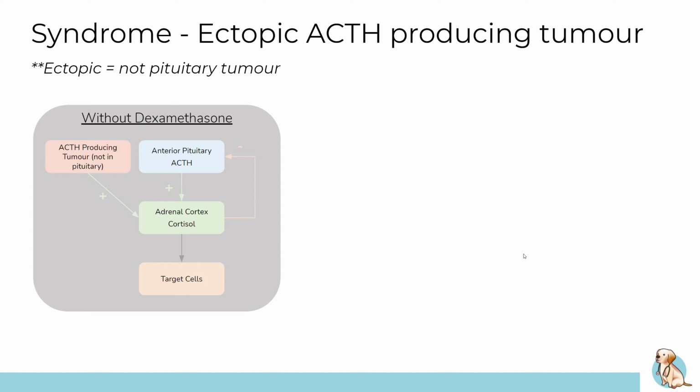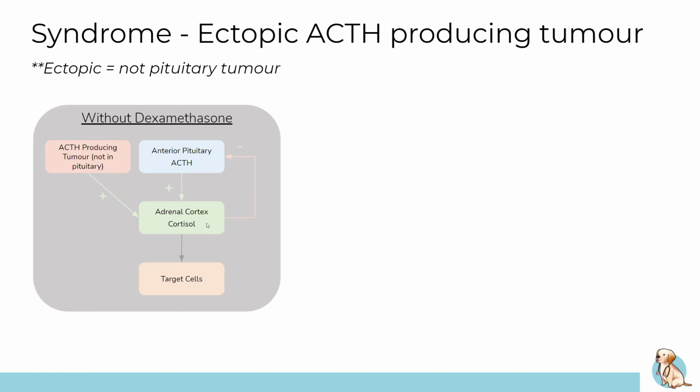Okay, so we're going to split Cushing's syndrome up into two groups. So the first group is an ectopic ACTH producing tumor. Ectopic just means elsewhere, so not in the pituitary. So that's a high ACTH producing source. So we're going to end up with high cortisol.